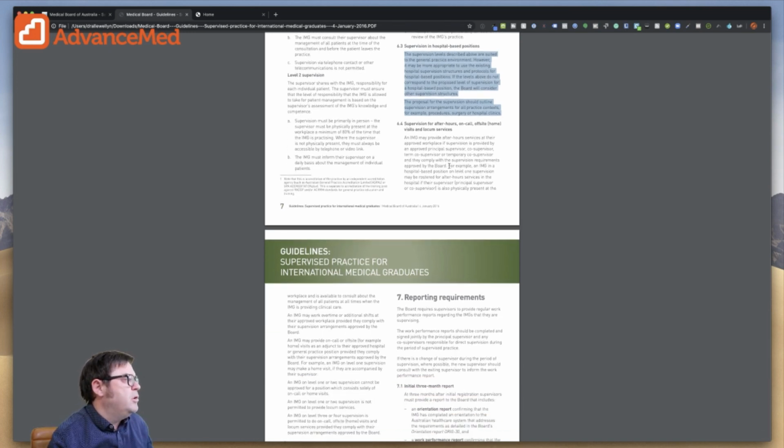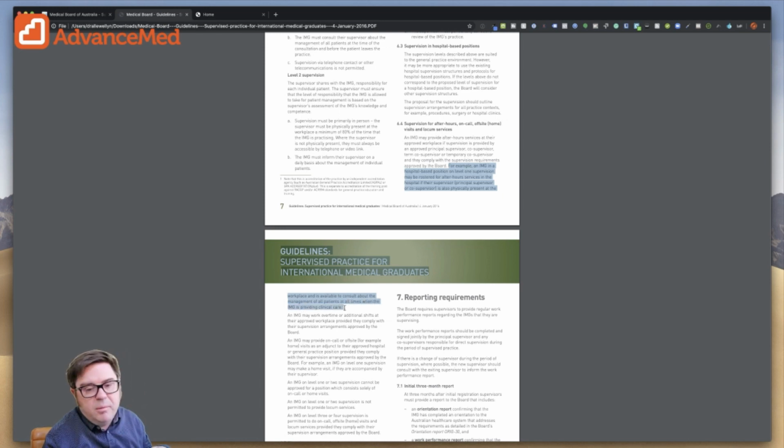So for example, an IMG in a hospital-based position on level 1 may be rostered for after-hours services in the hospital if their supervisor is also physically present at the workplace and is available to consult about the management of all patients at all times when the IMG is providing clinical care. Now that's interesting because that wouldn't happen with interns, unless the registrars are being appointed, and we get back to this issue about having specialists responsible for everything. There wouldn't necessarily be the actual supervisor for the intern in the hospital at every time that they're doing after hours.